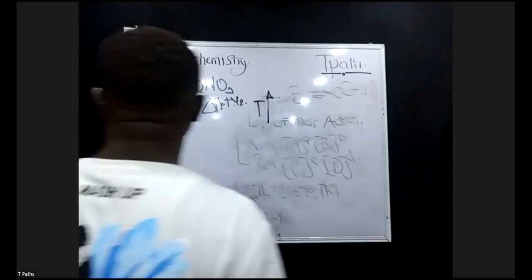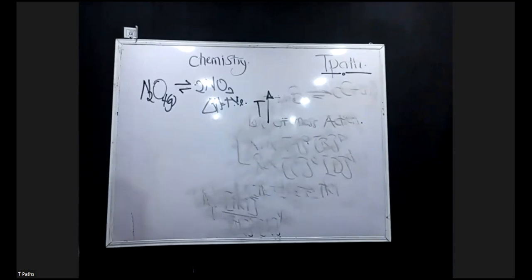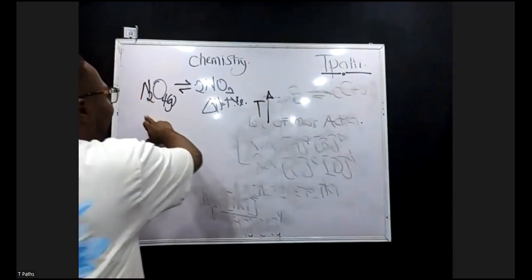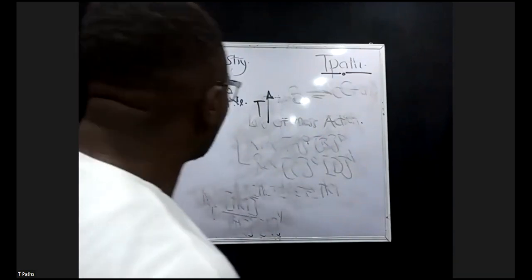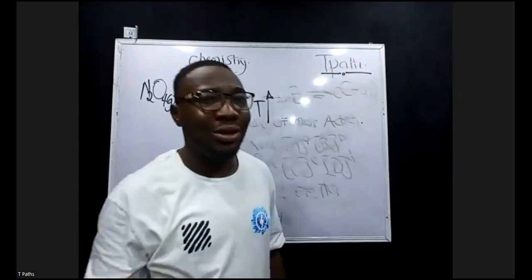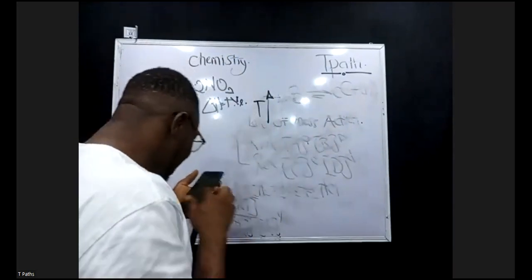Now what if we decrease the temperature in an endothermic reaction? The equilibrium will shift to the left. So we have more of the reactant, which is not what you want if you want to produce more of the product. So what favors the formation of more products in an endothermic reaction is an increase in temperature.